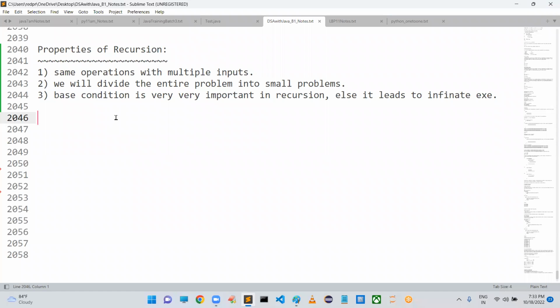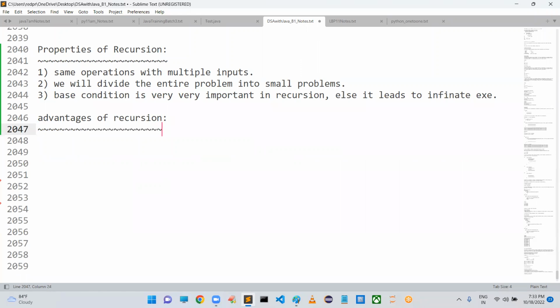Sir, when compared with normal functions or normal problem solving skills, what are the advantages of recursion? It is very important when you are learning recursive concepts. When compared with other concepts, what advantage are we going to get? The first one is recursive algorithms.